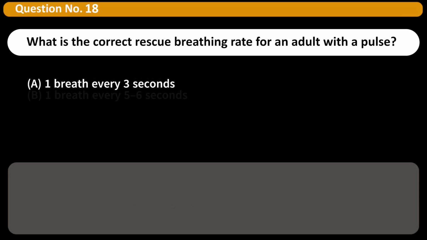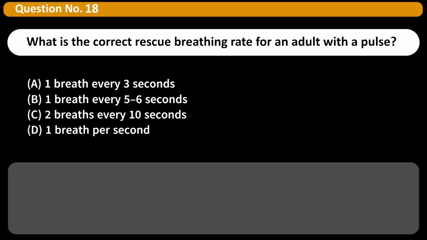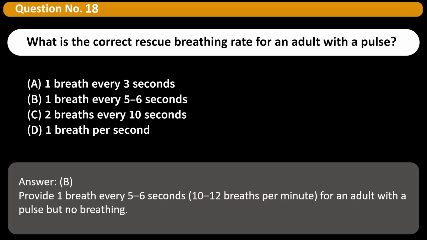What is the correct rescue breathing rate for an adult with a pulse? A. 1 breath every 3 seconds. B. 1 breath every 5 to 6 seconds. C. 2 breaths every 10 seconds. D. 1 breath per second. Answer B. Provide 1 breath every 5 to 6 seconds, 10 to 12 breaths per minute, for an adult with a pulse but no breathing.